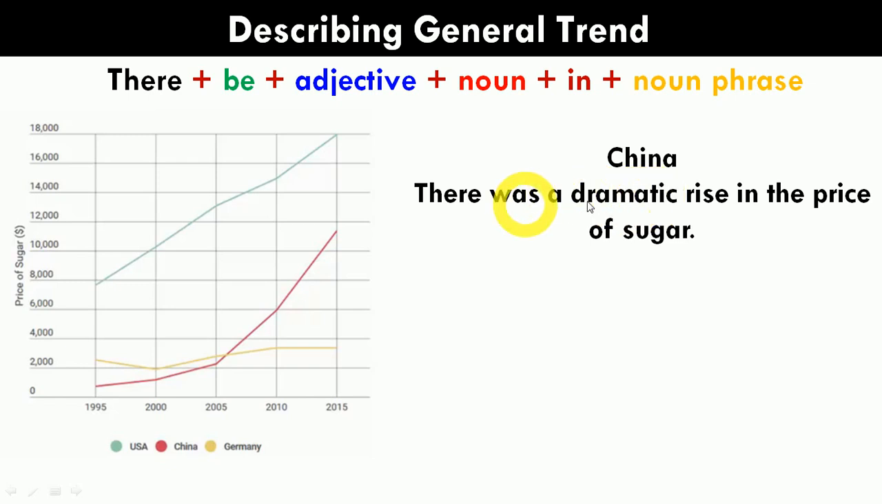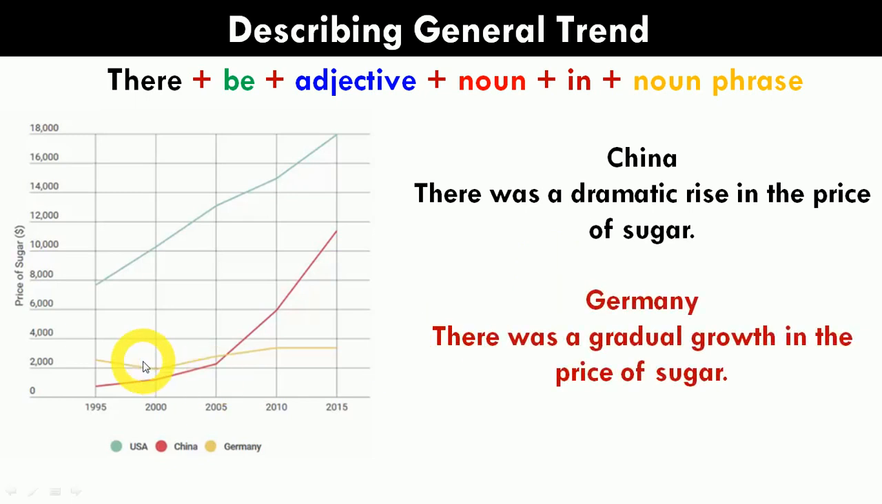Right? So there was a dramatic, which noun? Rise, because the line is going upward. So rise. Okay, what is the noun? Rise. In the price of sugar, right? Let's do the same for Germany.